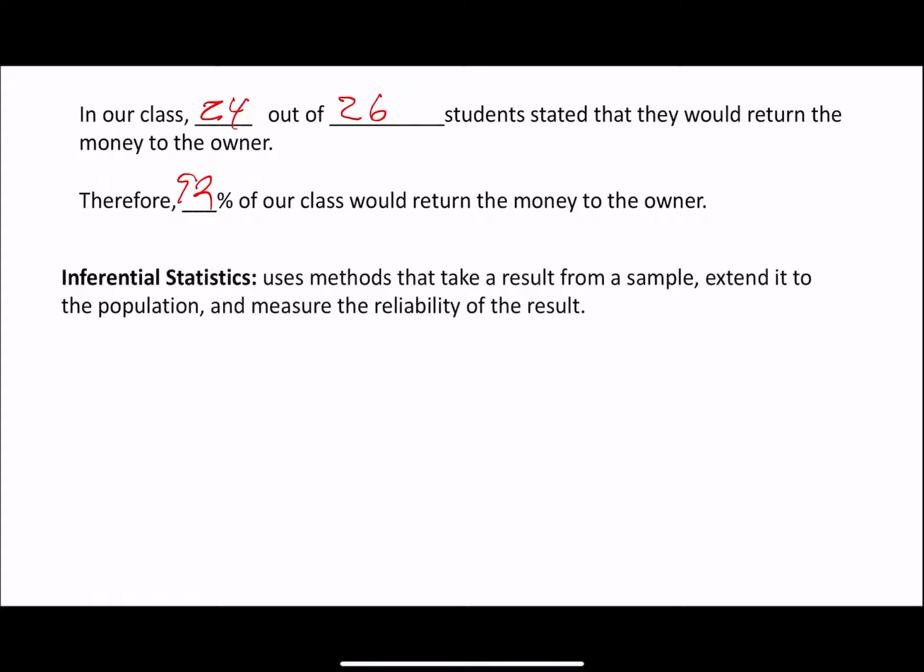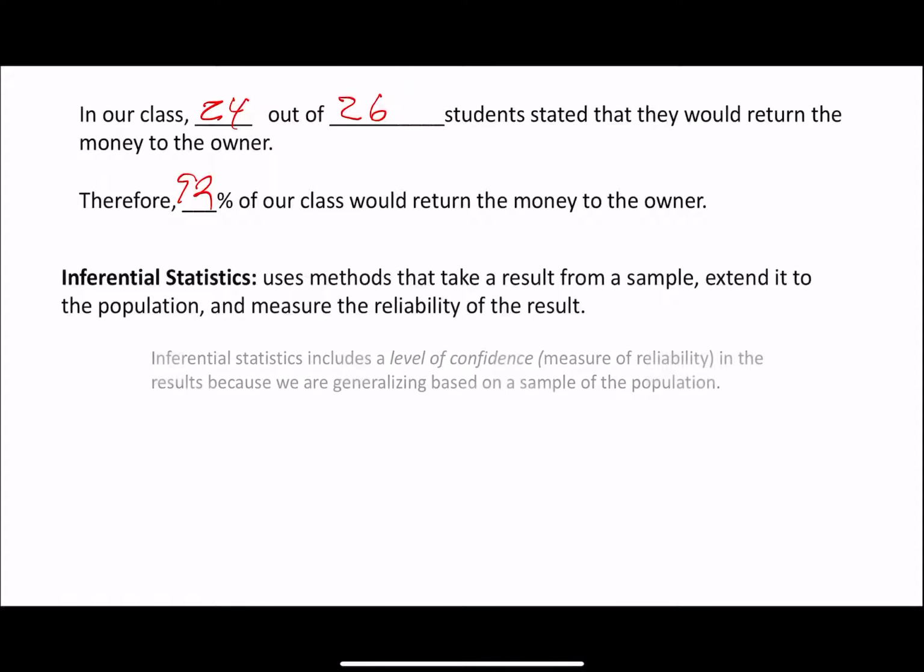So if we used some of our math to extend it to the entire population, like, for example, if I said, therefore, I believe that 92% of all of RCC would return the money, that would be inferential because I'm inferring based on the data. So it includes a level of confidence though.